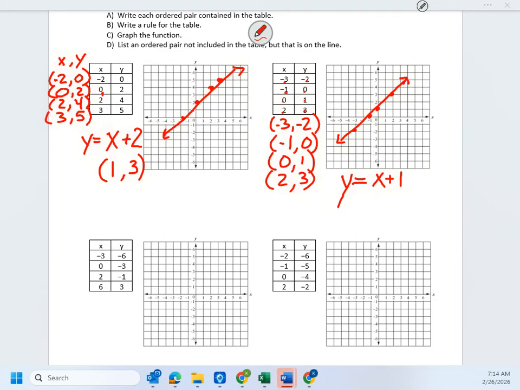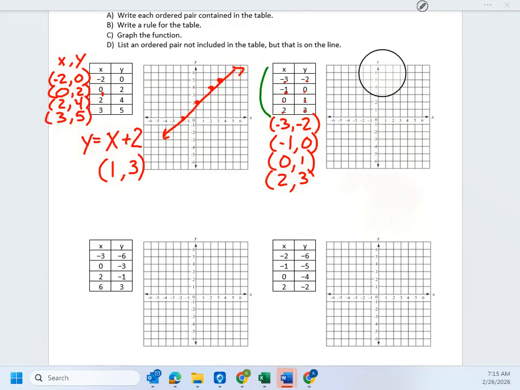Then I have to do the final step. List an ordered pair that is not included on the table, but that is on the line. So I'm going to take an X that is not listed. I see a 2 as my biggest X. How about we try a 3 for X? So I'm going to have 3 plus 1. So my X is 3, and 3 plus 1 equals 4, so my Y would be a 4. So (3, 4) would be on the line, but it's not listed in the table already.